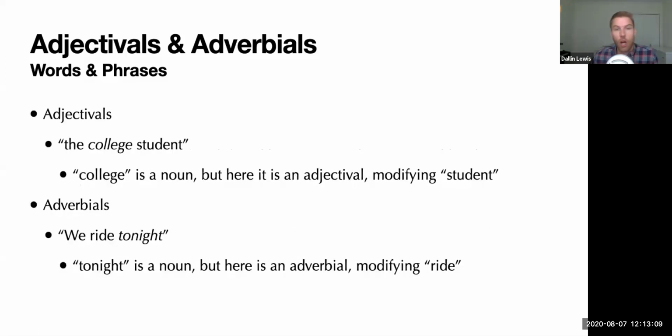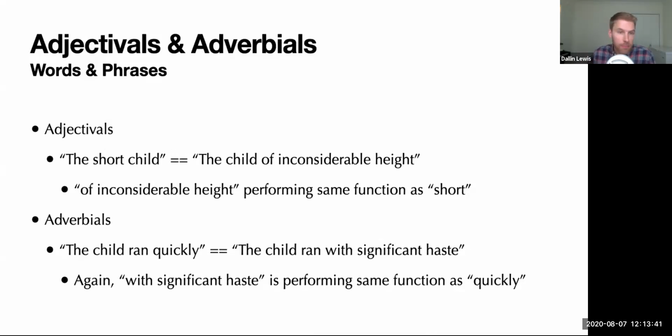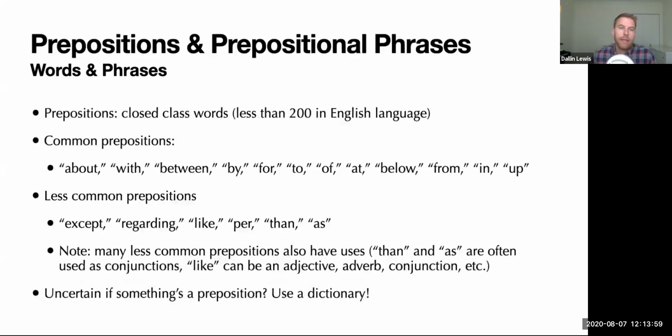For instance, in the phrase, the college student, college is a noun, but it's functioning as an adjectival. It's modifying student, telling us what type of student. Likewise, tonight is a noun, but it's functioning as an adverbial, modifying ride, indicating when it is that we ride. We ride tonight. So here's another way to show this point. Notice how I can turn these adjectives and adverbs into adjectivals and adverbials, but without altering the basic meaning. Short can become of inconsiderable height. Now that's a prepositional phrase that basically still means short. Likewise, with significant haste is a prepositional phrase that basically means quickly. So both are prepositional phrases, but they're both doing the work of, in one case, an adjective, and in the other case, an adverb.